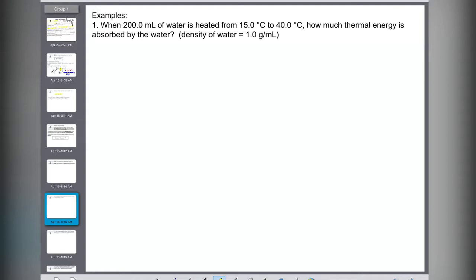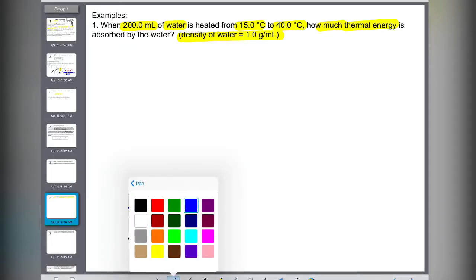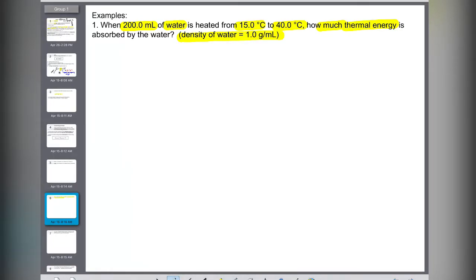The question says, when 200 milliliters of water is heated from 15 degrees Celsius to 40, how much thermal energy, which is heat, is absorbed by the water? They tell you the density of water is 1. A little rule of thumb, if you want to write this at the side: density is mass over volume, you learned that in grade 9. So basically 1 milliliter is 1 gram, and 1 liter is 1 kilogram.